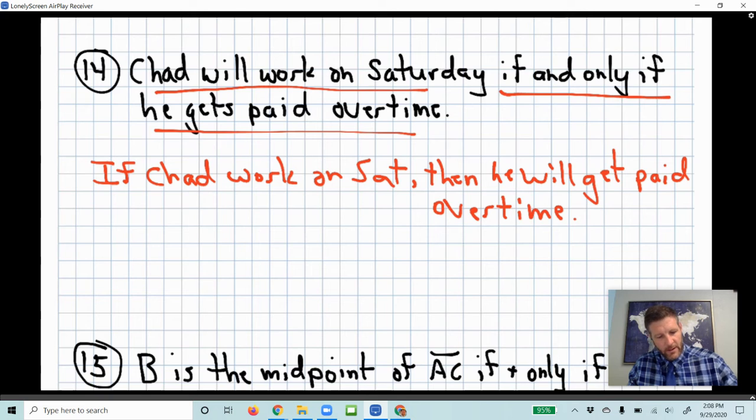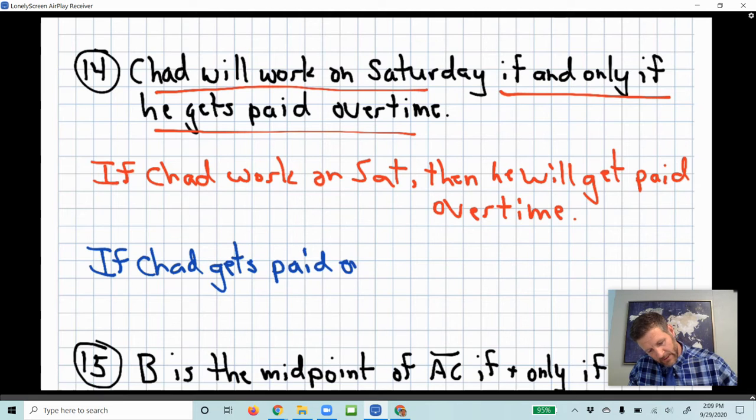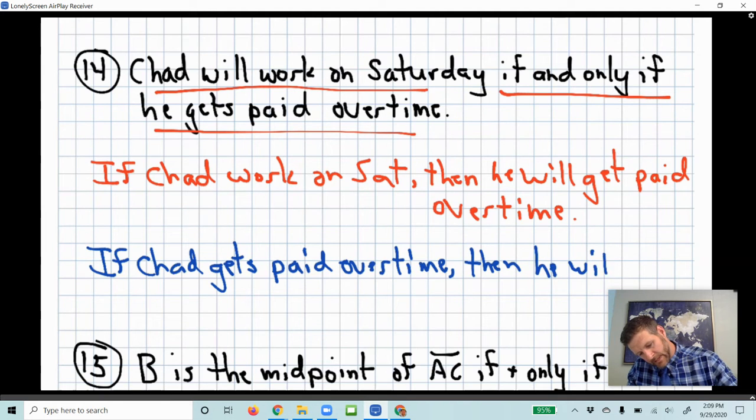Okay, good stuff. And then for the converse, we simply reverse that. If Chad gets paid overtime, then he will work on Saturday. And it's worth it to them, I guess.